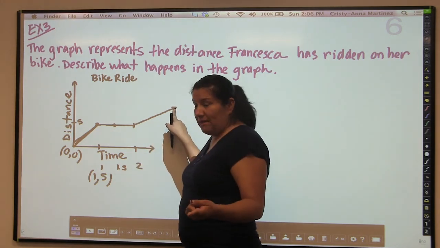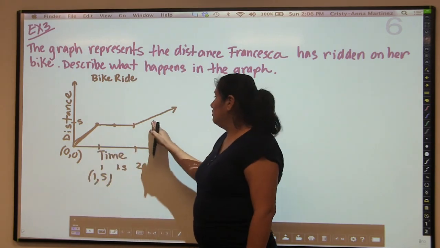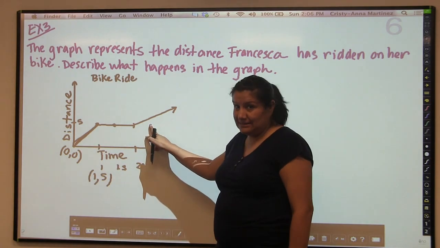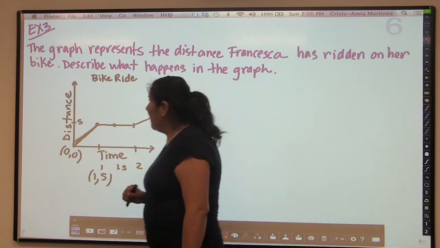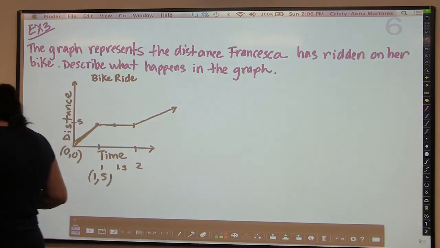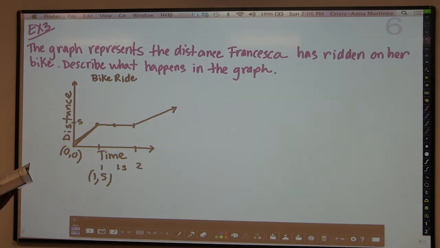But it would appear that because this incline is not as big as that one, maybe over here she's not riding her bike as fast anymore. She kind of slowed down a little bit. So anywho, that's kind of what's happening. So as a description of this graph, we have, as time increases, the distance increases until the graph becomes a horizontal line. So time is increasing, but the distance remains constant. At this section, Francesca has stopped. Then she continued to ride her bike.